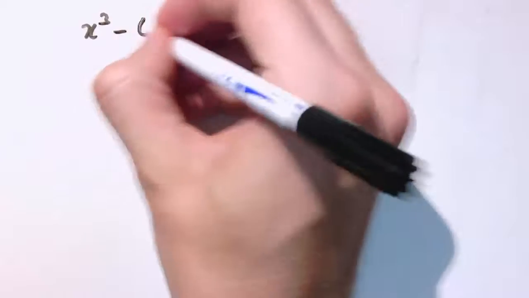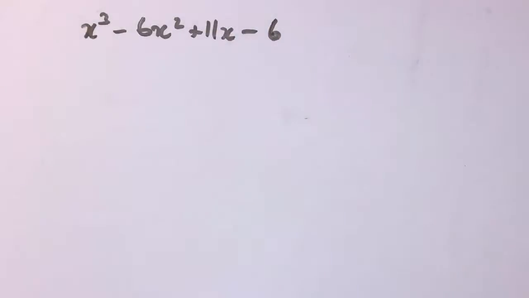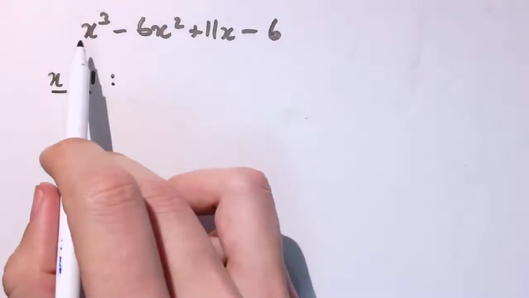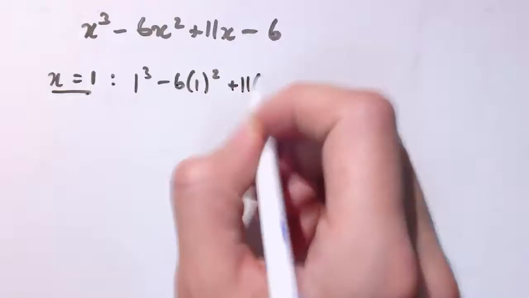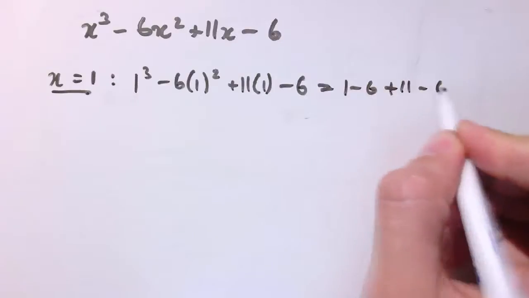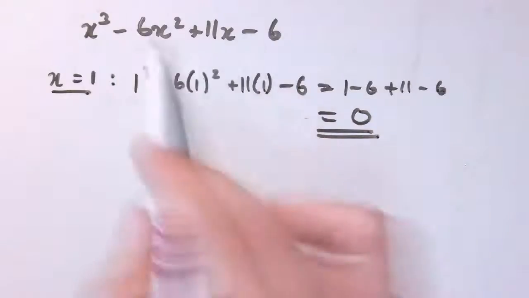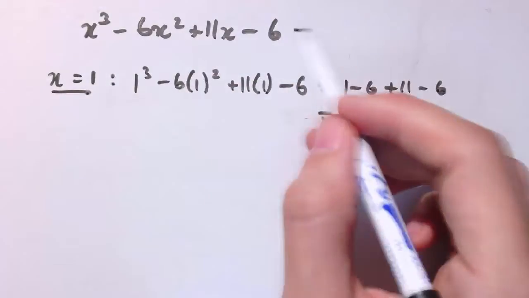So for example, let's take the cubic polynomial here, x cubed minus 6x squared plus 11x minus 6, and I want to try and factorize it. I could try x equals 1, and when I plug x equals 1 in here, what do I get? I get 1 cubed minus 6 times 1 squared plus 11 times 1 minus 6. Right, that's 1 minus 6 plus 11 minus 6, that's 12 minus 12, that's 0. So 1 is a root of this equation if I put that equal to 0.